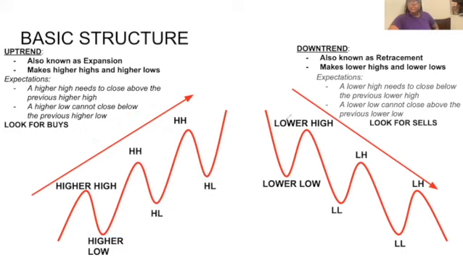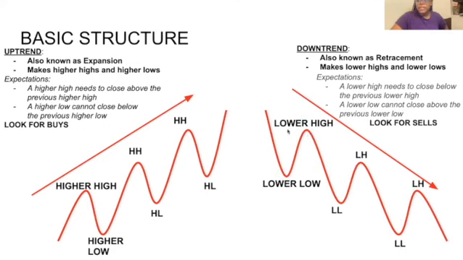Now for a downtrend, phase three of the market, it's quite the same, but just a little bit different. Same concept, just slightly different, right? Instead of higher highs and higher lows, you actually have lower highs and lower lows, right? So you're making lower high, lower low, lower high, lower low, lower high, and lower low, right?